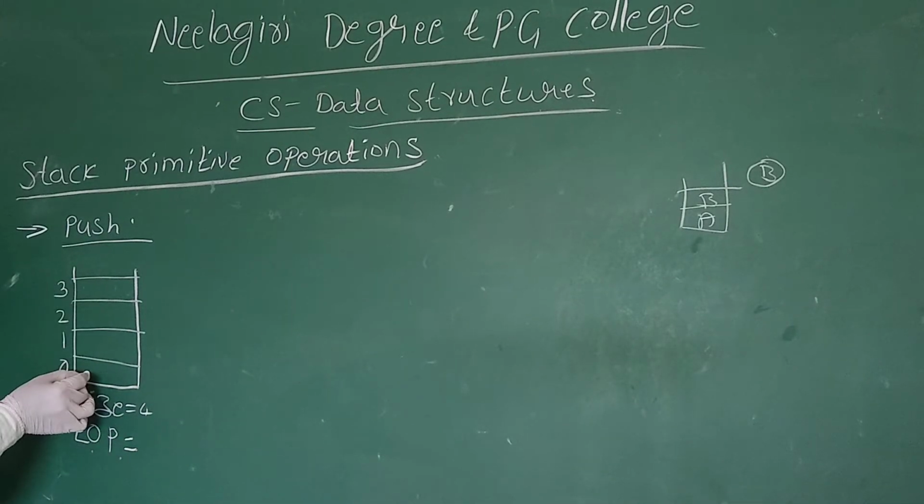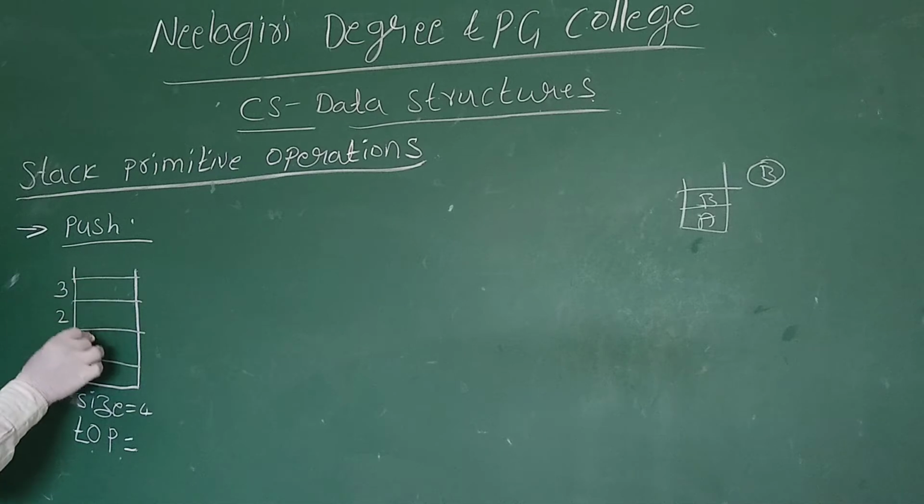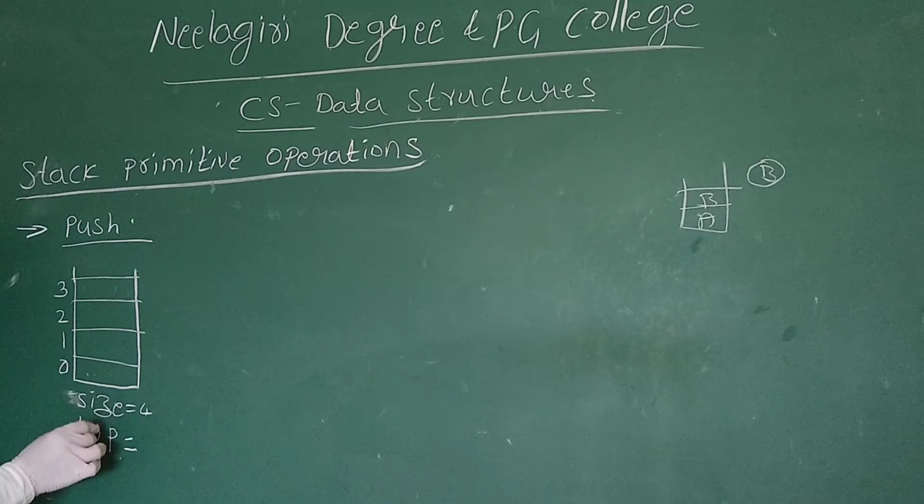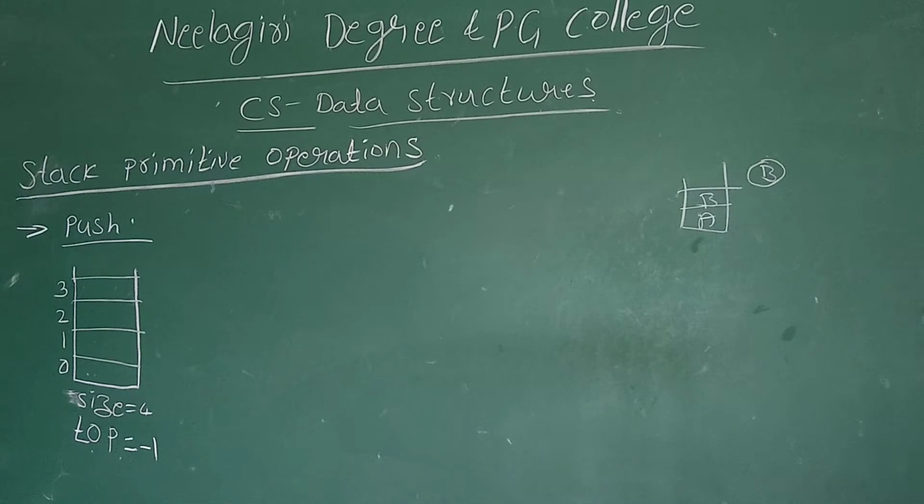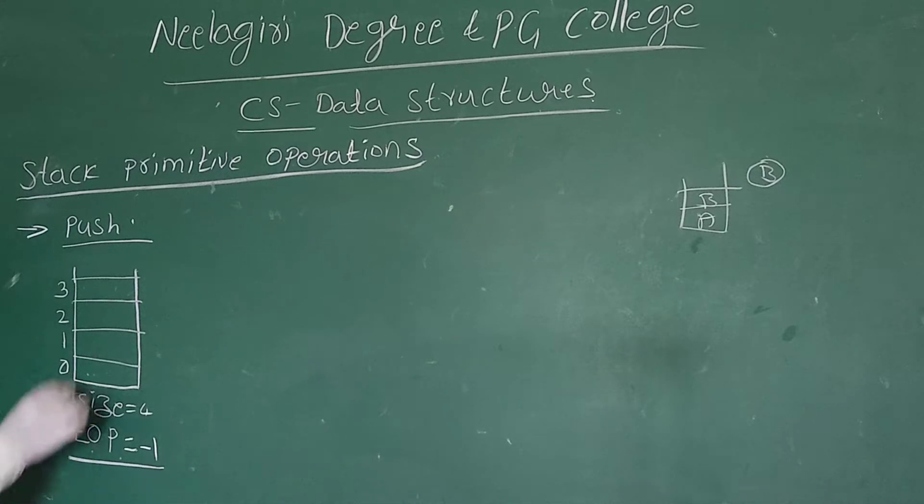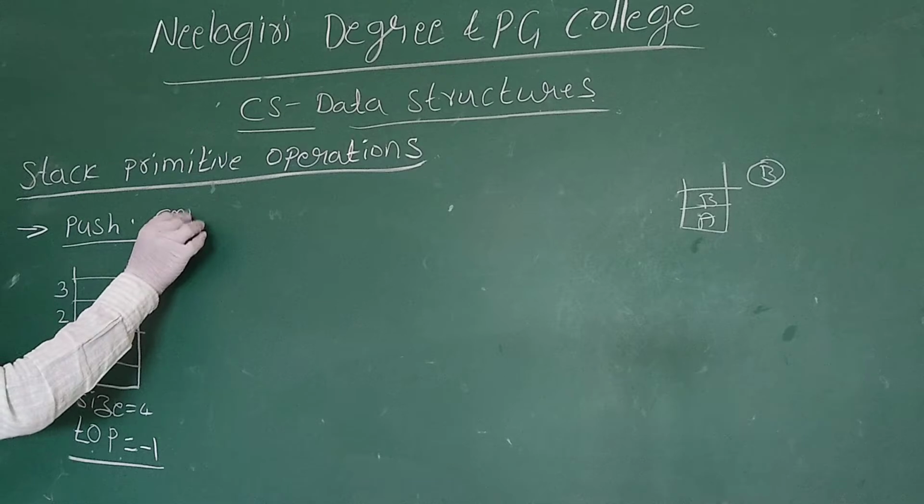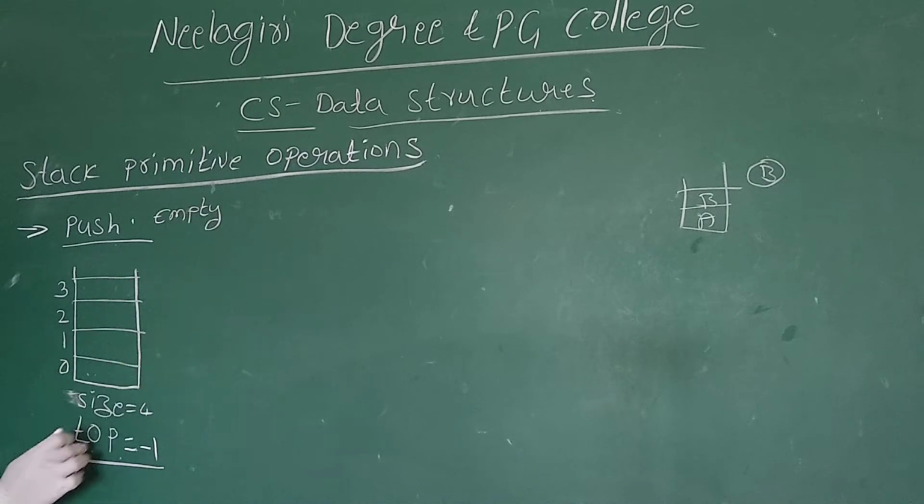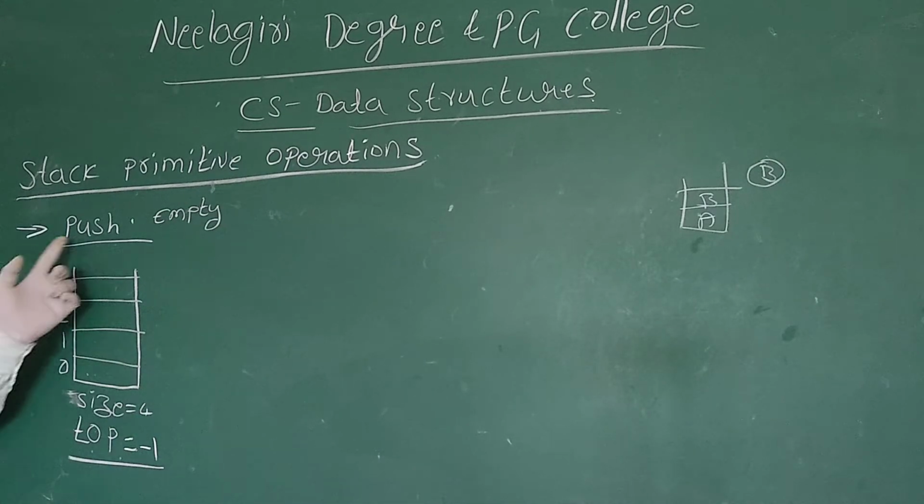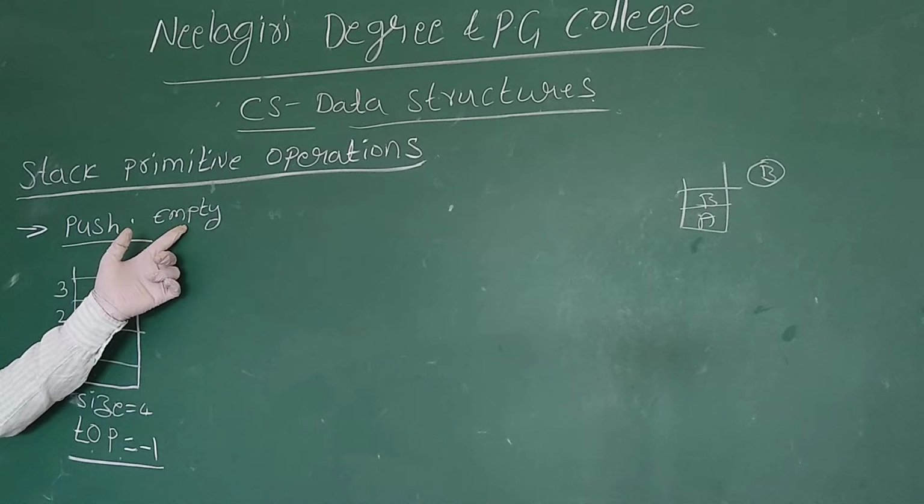Now, this is the start. There is no element in the stack, so the top value is always -1 when there is no element in the stack. That means whenever the top value is -1, we can say that the stack is empty.